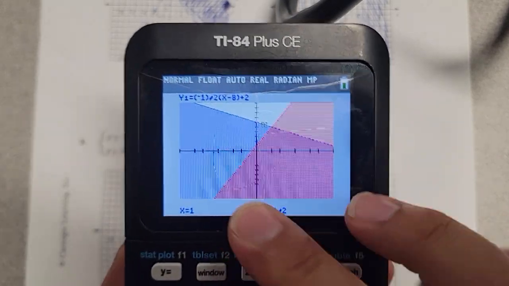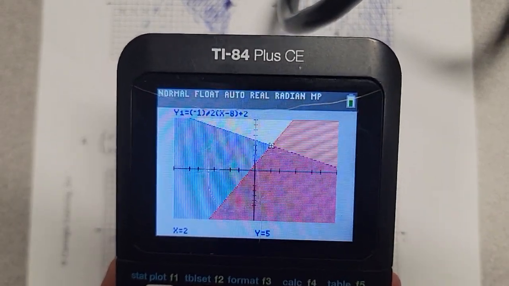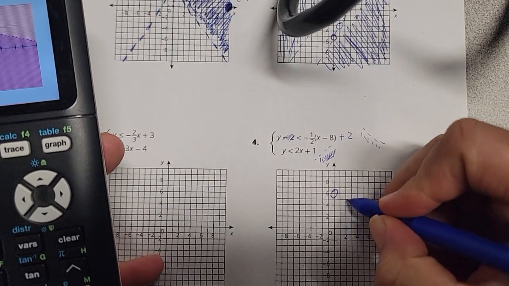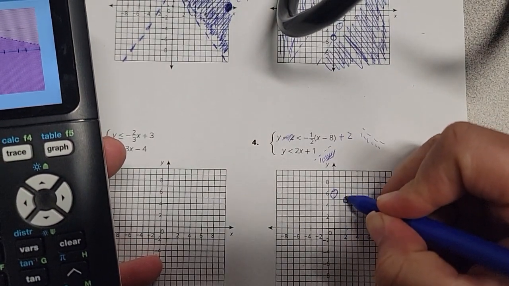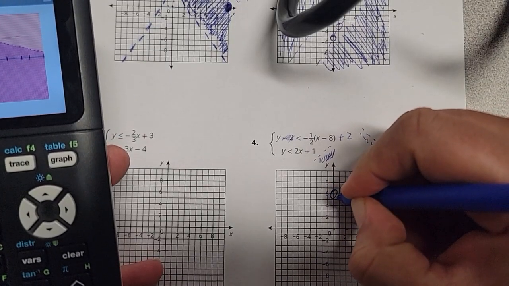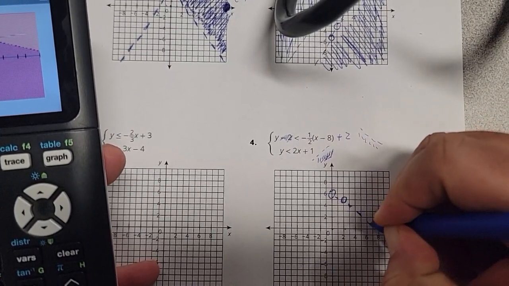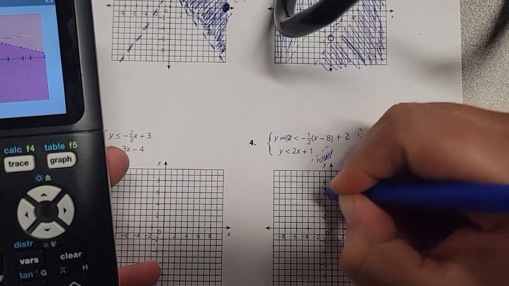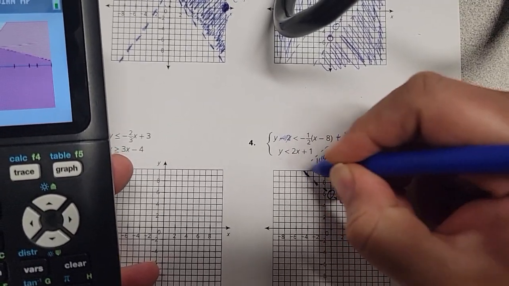No, see, that's like a fraction. We can't really work that. Look at 2, 5. So at 2 going to 5. That's my other one. So dash line. Now, can you get more points? Yes, you can get more points.